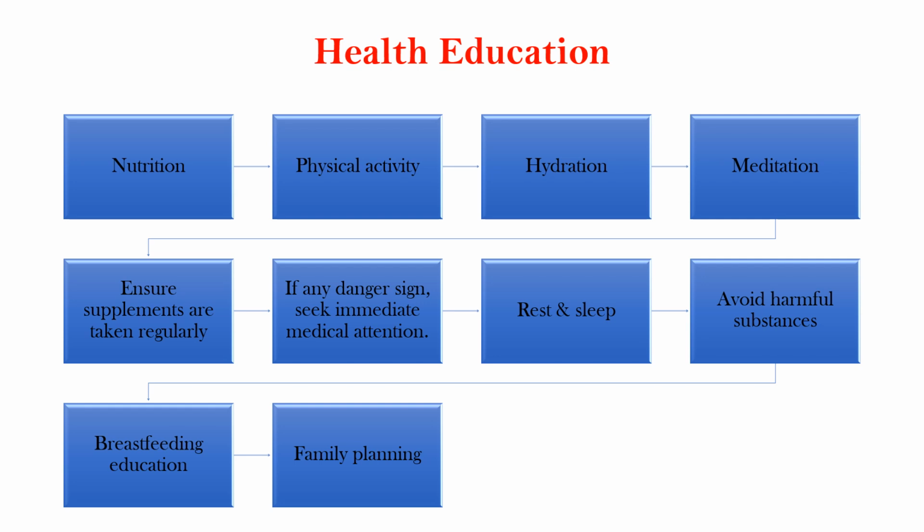Okay. After that, rest and sleep, and then avoid harmful substances, that is cigarette, alcohol, those things she should avoid. And breastfeeding education: during her antenatal care, she should be taught about the importance of breastfeeding and how to breastfeed. After that, family planning, this is very important, and family planning should also be taught during the antenatal care.